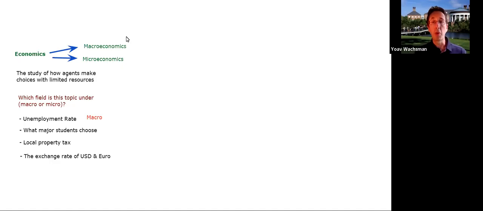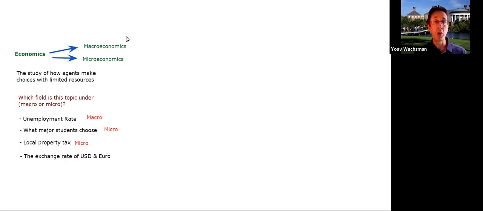Unemployment rate is a macroeconomics topic. Unemployment affects the entire economy and is reported for the United States. What major students choose is a microeconomics topic. It's an individual choice made by students. Local property tax is also a microeconomics topic. Although it's a government decision, it's a decision made by a local government.